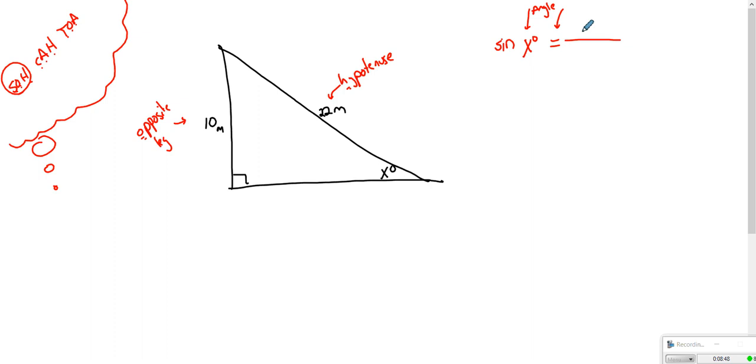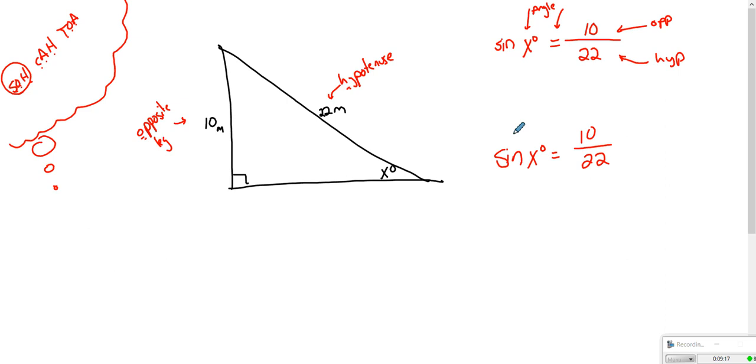So the opposite, in this case, is the number 10, right? And the hypotenuse, since it's sine. What is the hypotenuse? 22. All right, so we have the sine of the angle equals the opposite over the hypotenuse. Now I know what you're thinking. That didn't help me at all.